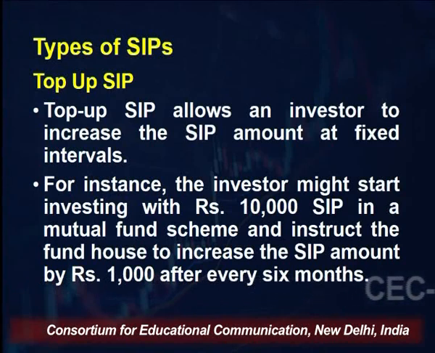I started with 10,000 rupees, then I say after 6 months it can be increased to 11,000 rupees. After 12 months it will be increased to 12,000 rupees. After 18 months it will be increased to 13,000 rupees per month. Like that. This is called top up SIP. Top up SIP means as your income grows or you feel that your income will grow, you give instruction at the initial level itself that after a fixed interval, say after a year or after 6 months, whatever time you decide, your SIP amount may be increased by this much sum of money. Top up means increasing the SIP amount.